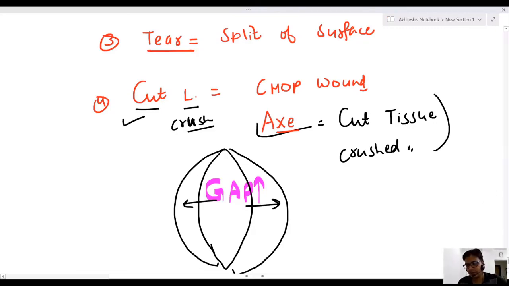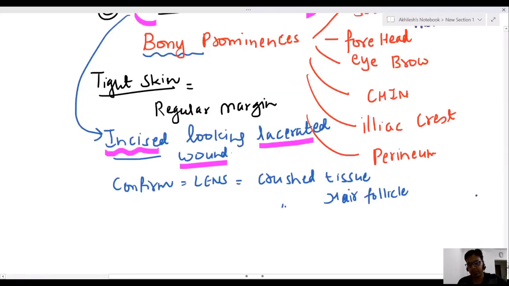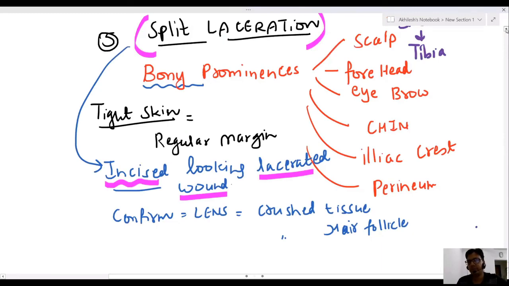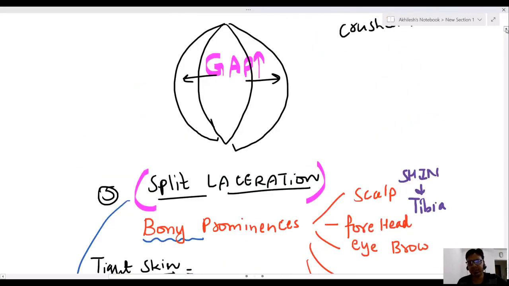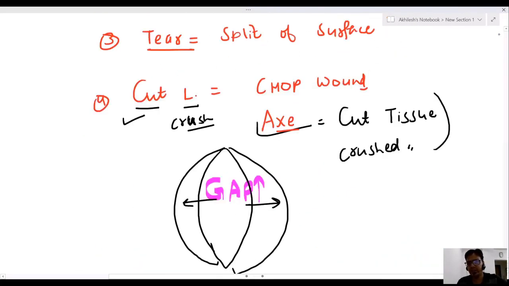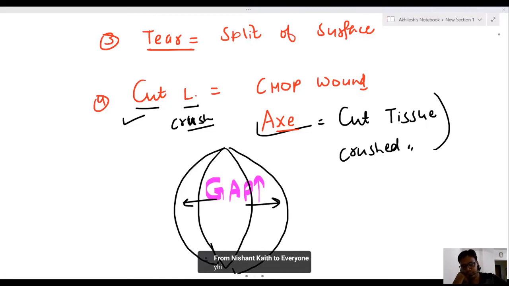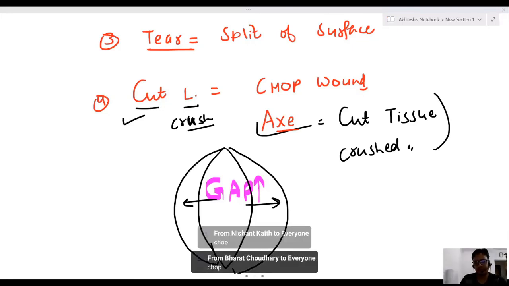Avulsion is separation. Okay. Which question was in MCI last exam? Which question was there in MCI? Which question? Chop wound.